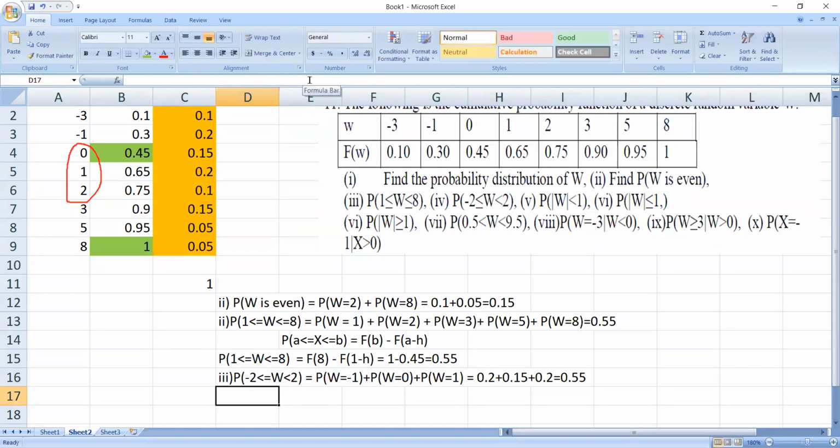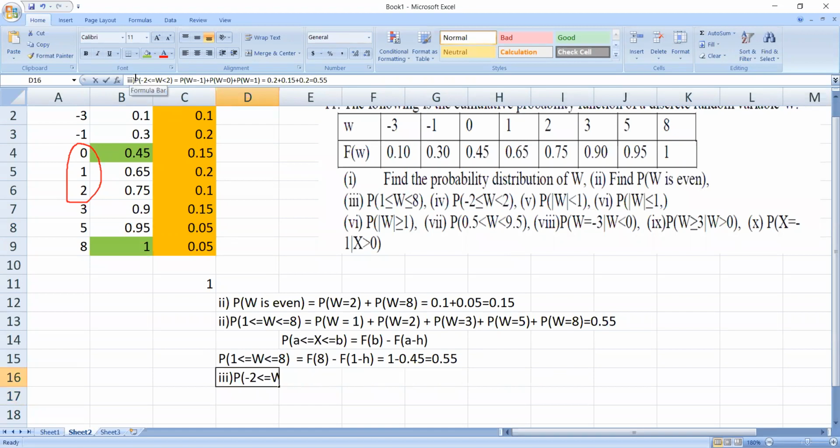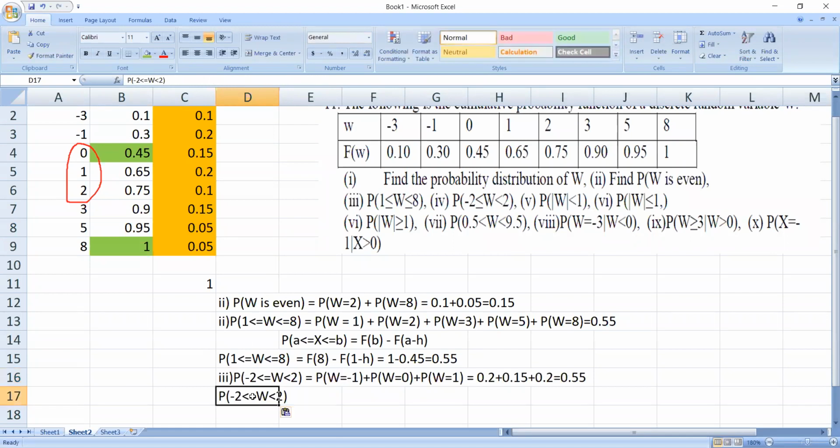Okay. Now give me the answer in terms of f. Now tell me what you can write as the difference in terms of your distribution function f.